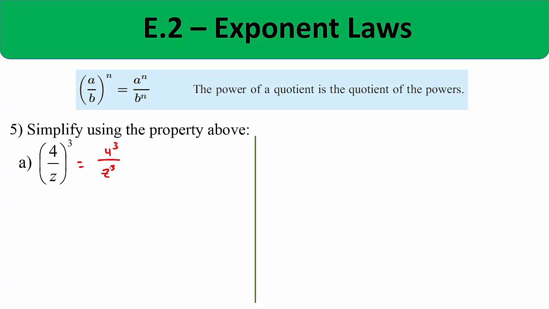Well, let's simplify this further. 4 to the power of 3 is 64, so we have 64 over z to the power of 3.